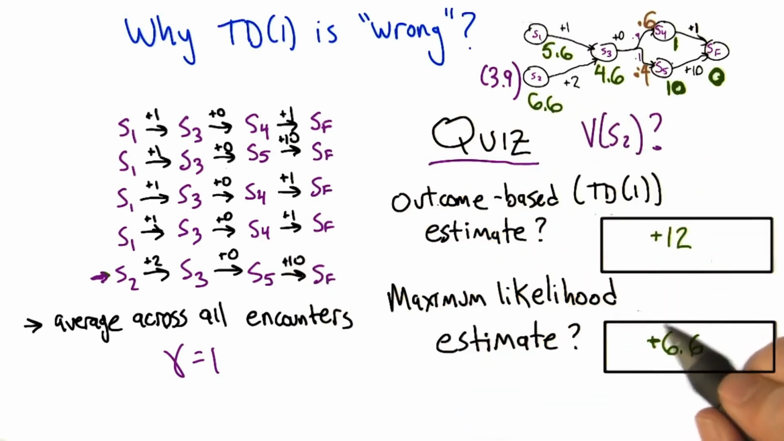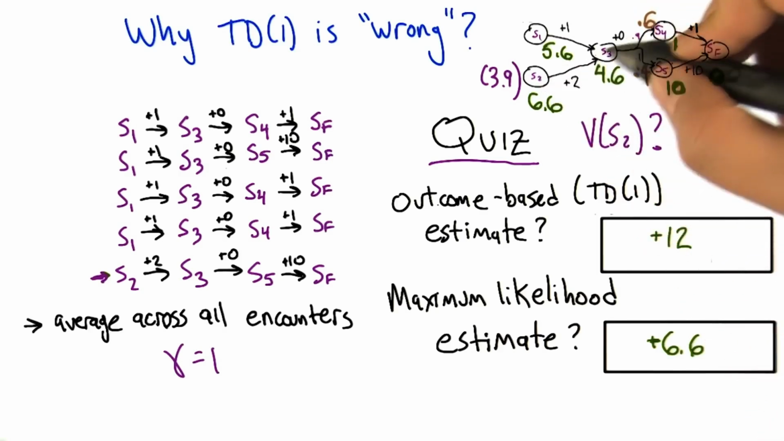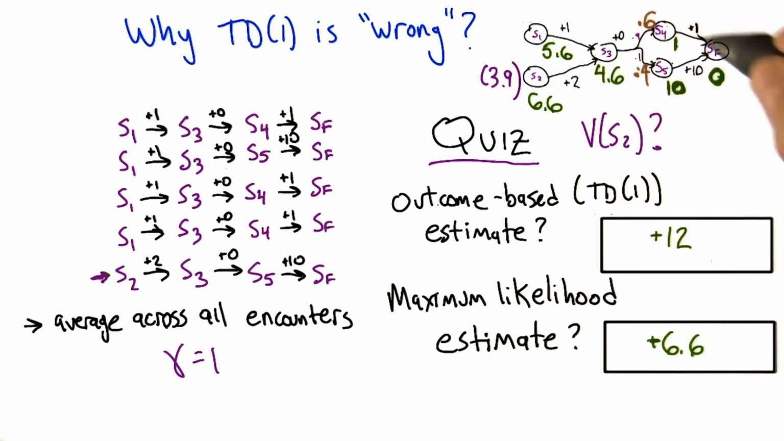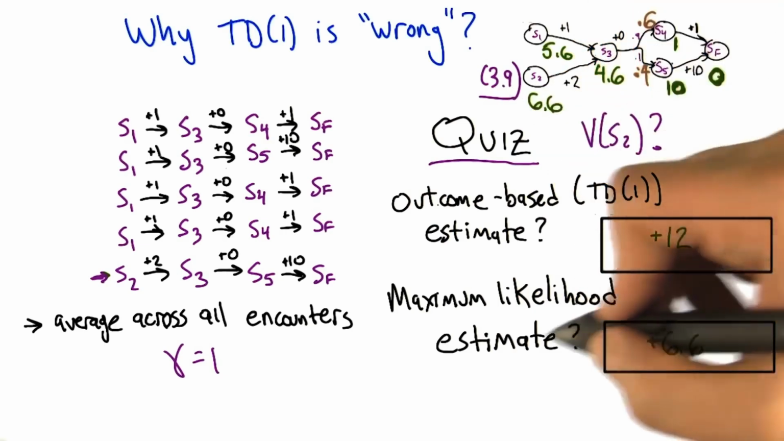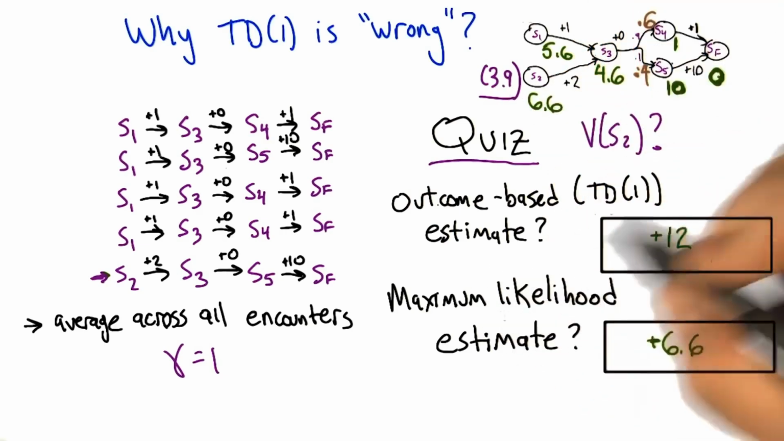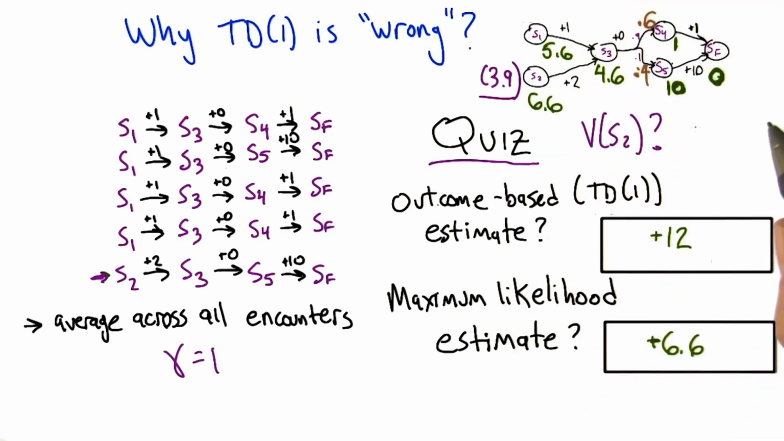Yeah, but let's imagine that we had gotten lucky the other way. There's only one other possibility, right? S2 to S3 to S4 to SF. And if that had happened, then we would have seen a value of 1 instead of a value of 10, and we would have had 3. That's right. And on average, it's going to turn out to be the right answer, this 3.9. But this estimate is based on the limited data that we've got. Right. Okay, fair enough.